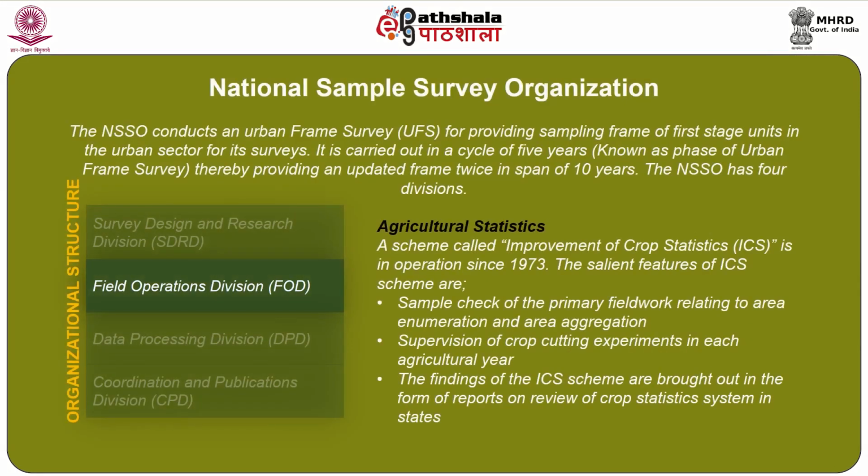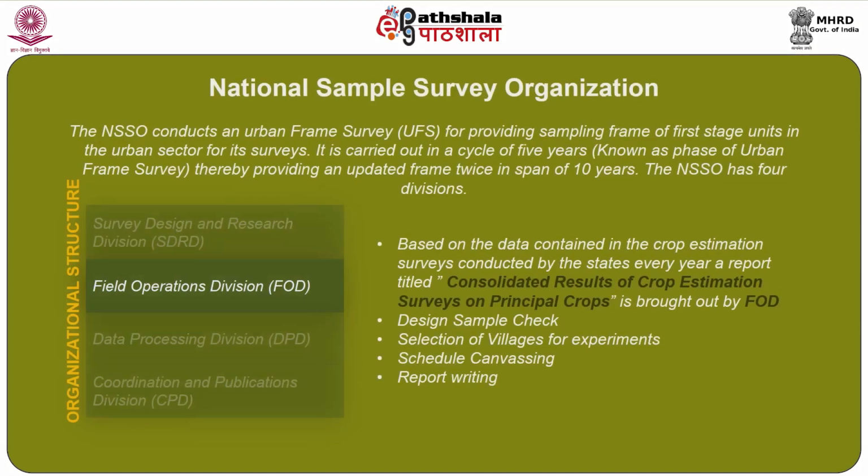In the area of agricultural statistics, a scheme called Improvement of Crop Statistics (ICS) is in operation since 1973. The salient features of ICS scheme are: 1. Sample check of the primary field work relating to area enumeration and area aggregation. 2. Supervision of crop cutting experiments in each agriculture year. 3. The findings of the ICS scheme are brought out in the form of reports on review of crop statistics system in various states. Based on the data contained in the crop estimation surveys conducted by the states every year, a report titled consolidated results of crop estimation surveys on principal crops is brought out by FOD.